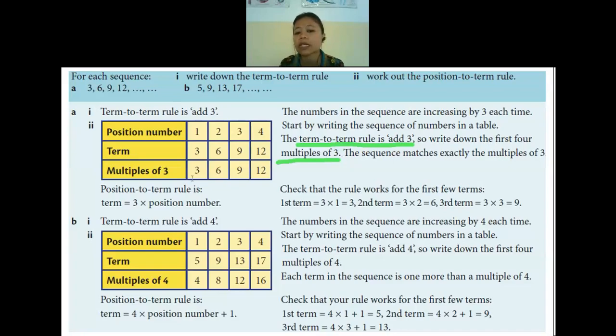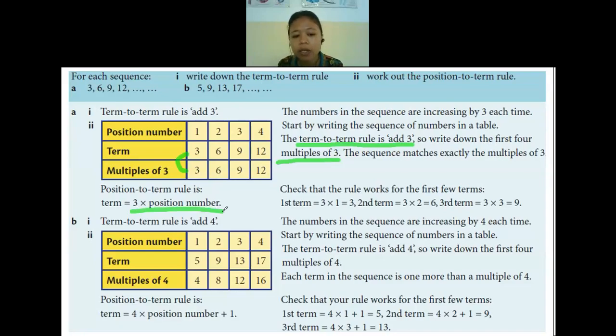So in here, to make it easier, I need to make a table. So from multiple of 3, 3 times 1 will be equal to 3, 3 times 2 is 6, and 12. And then when I check from the multiple of 3 to the term, there is no difference. That's why for the position to term rule, it will be directly 3 times position number.